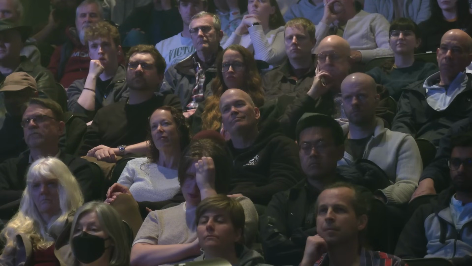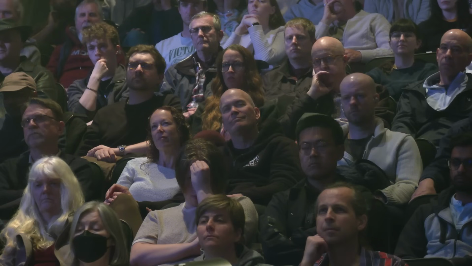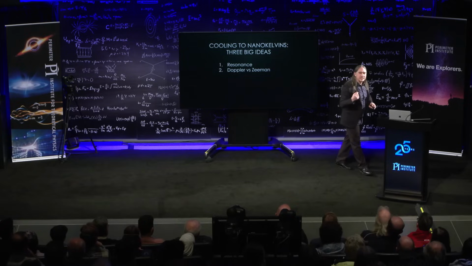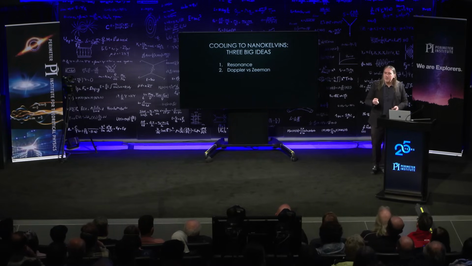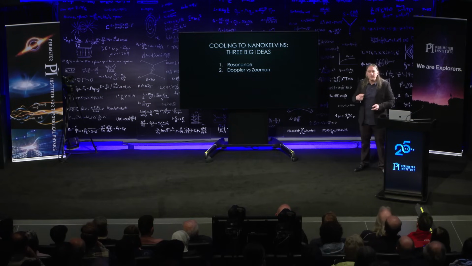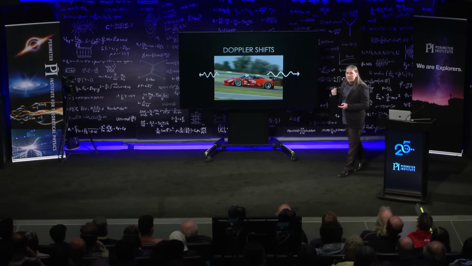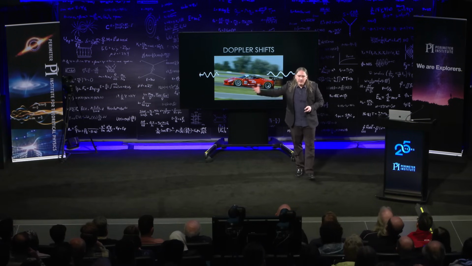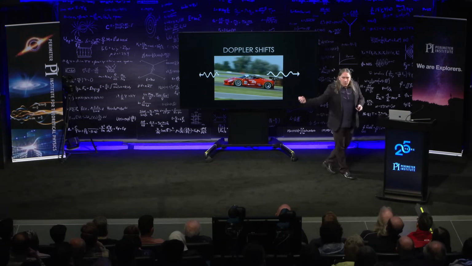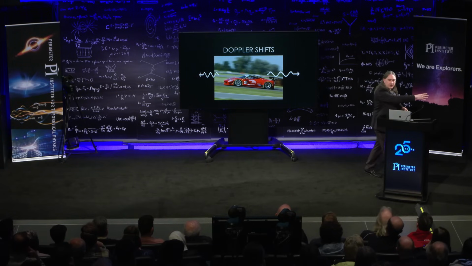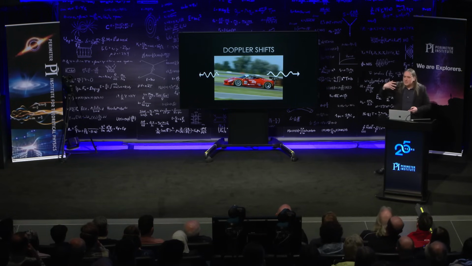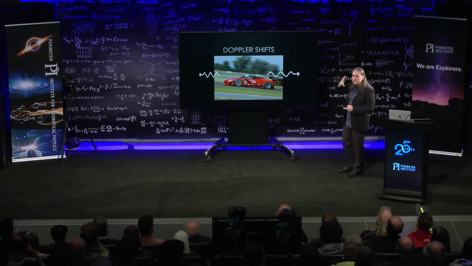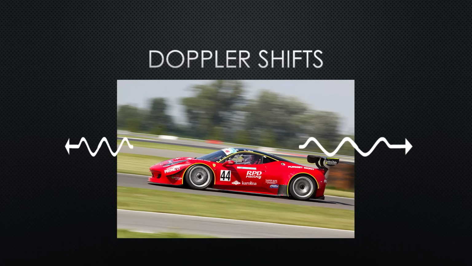Okay? So resonance was the first idea. Doppler versus Zeeman. This is the second idea. This is how we deal with the fact that we may not know which direction they're going. Okay? So the Doppler shift you know, even if you don't know the name. Race car goes by, right? The frequency that it's emitting is shifted upward when it's coming toward you and downward when it goes away.